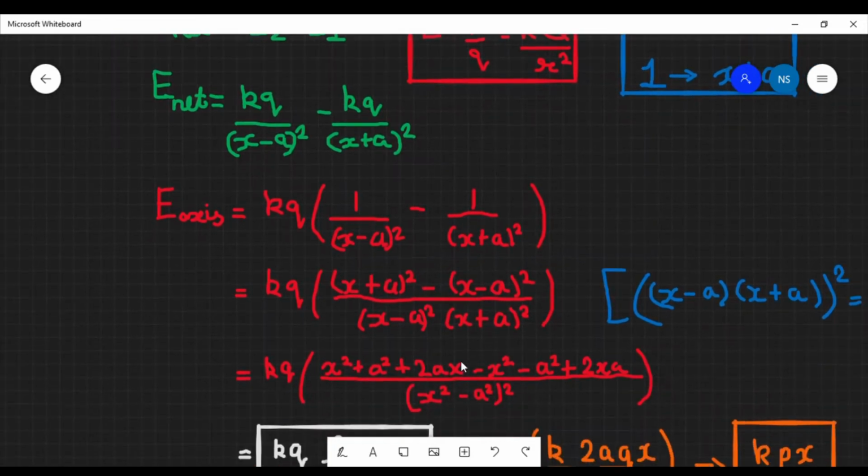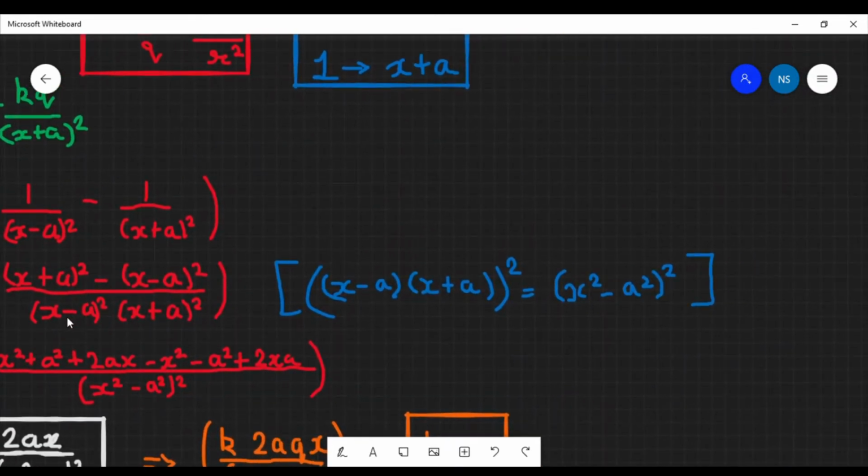Again we can simplify this, so we will take the LCM. After taking LCM, we get kq times x plus a whole square minus x minus a whole square, divided by, multiplying these two, x minus a the whole square times x plus a the whole square. Now this term we can simplify over here. From this whole square we can take it outside, that is, we can take it common, and after taking common we see x minus a and x plus a. This we can write as x square minus a square, and with the whole square outside, x square minus a square the whole square.